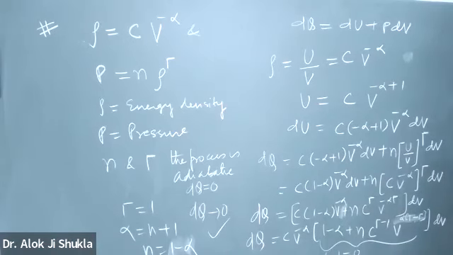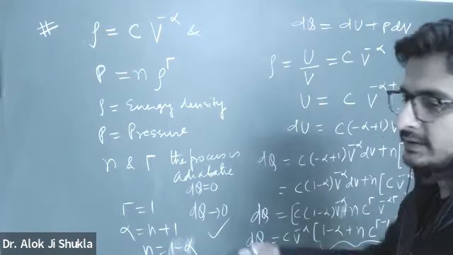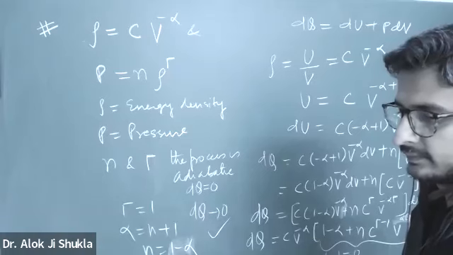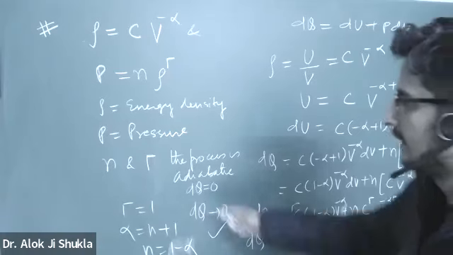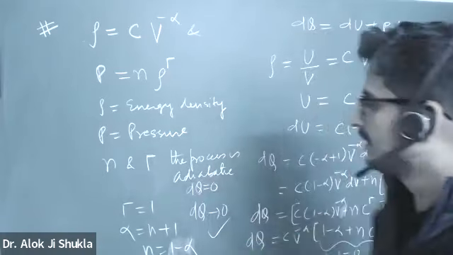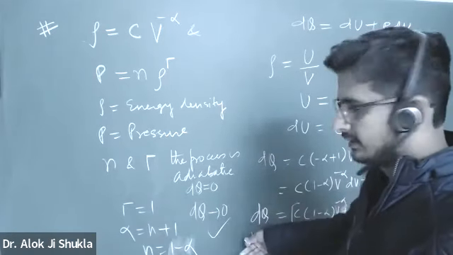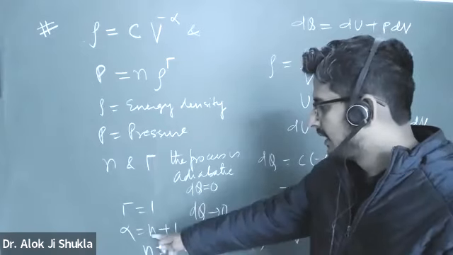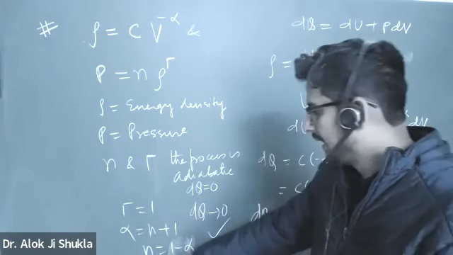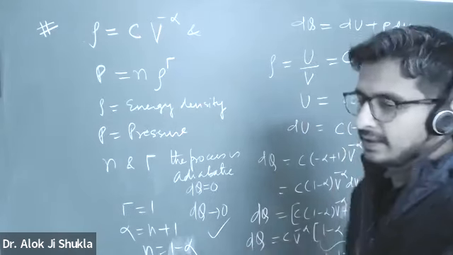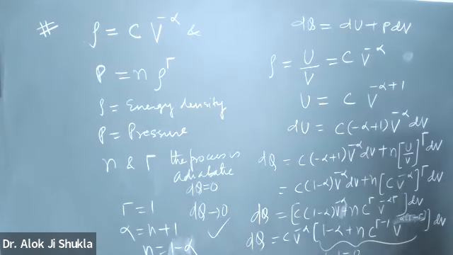Sir, I mean, these two, like n will be this much and this will be this much, then this equation will be equal to 0. So this process will become adiabatic. Yes. That is what was asked: for what value of n and gamma the process is adiabatic. So 4 options were given. So the option in which gamma is 1 and n is 1 minus alpha is the correct option.